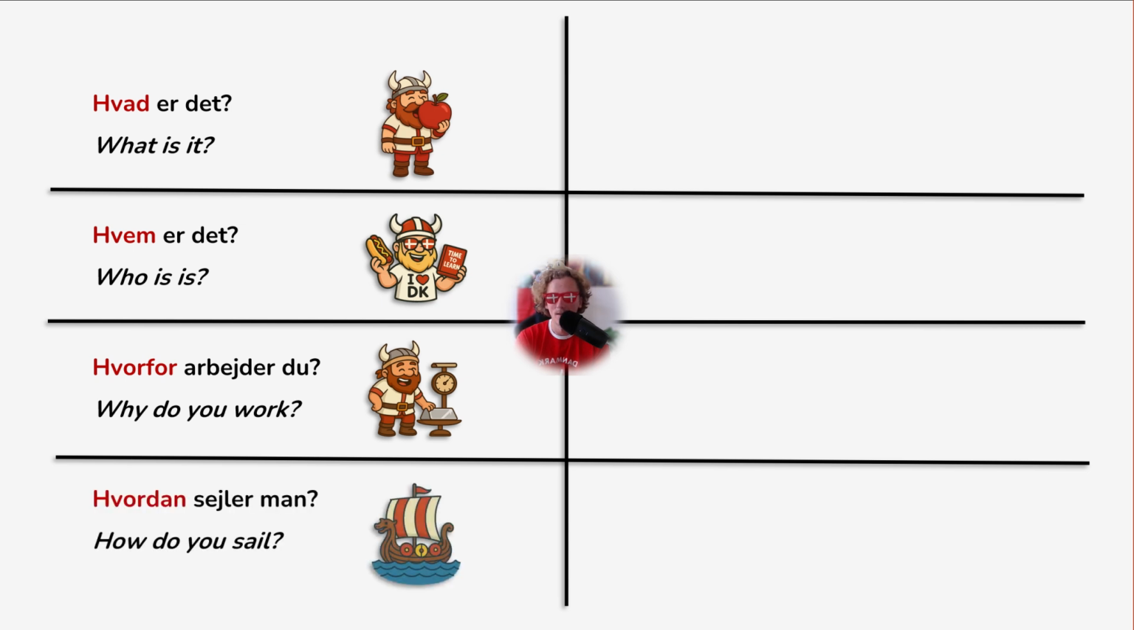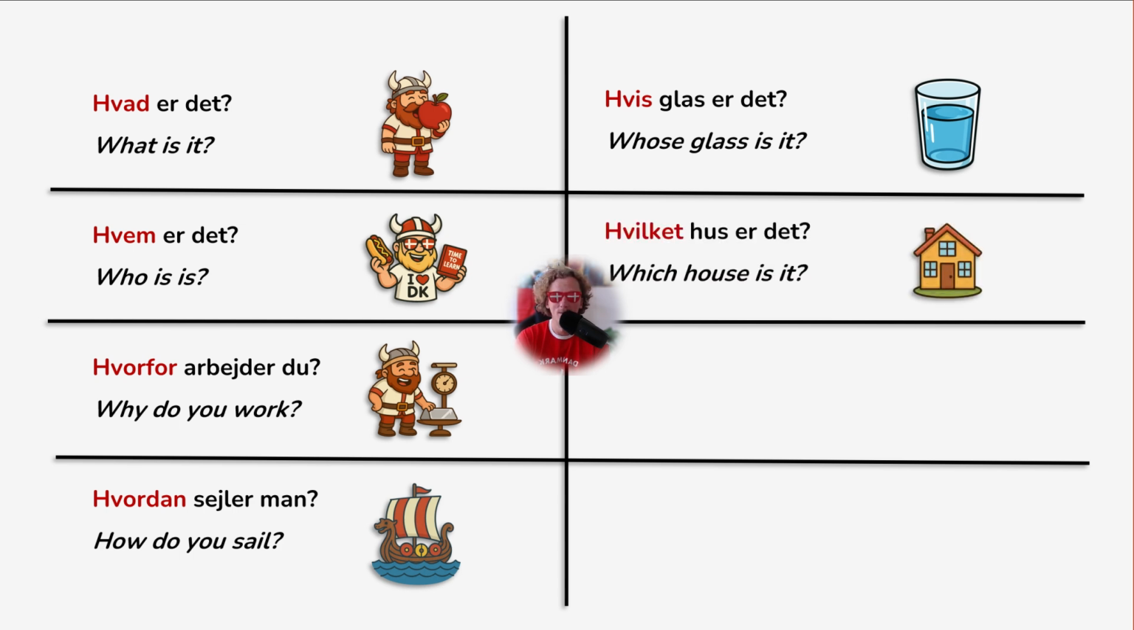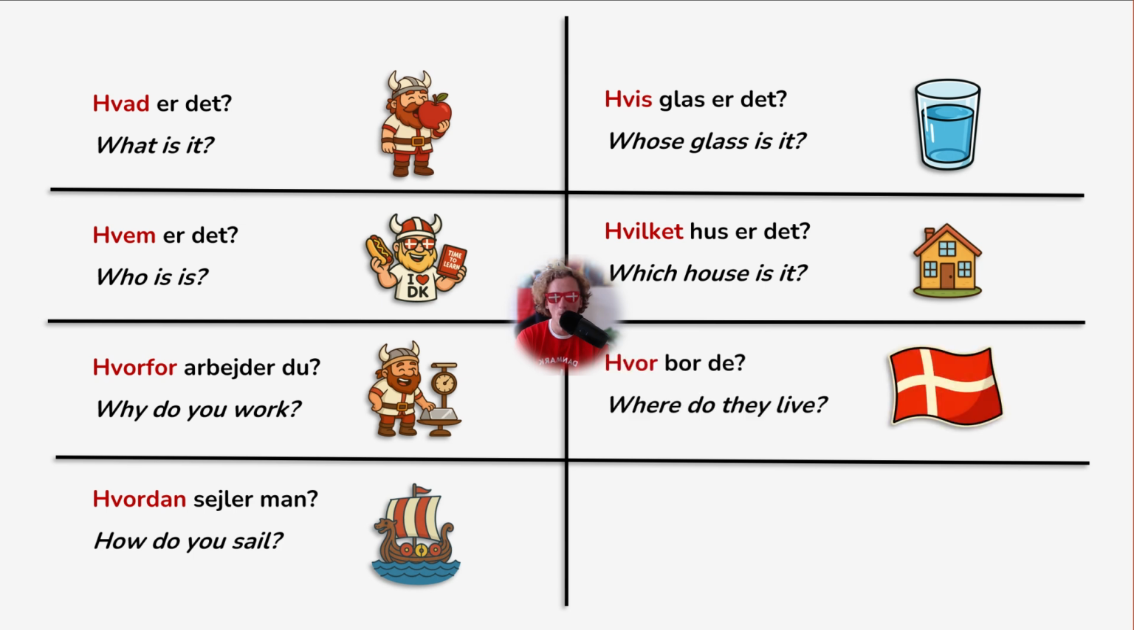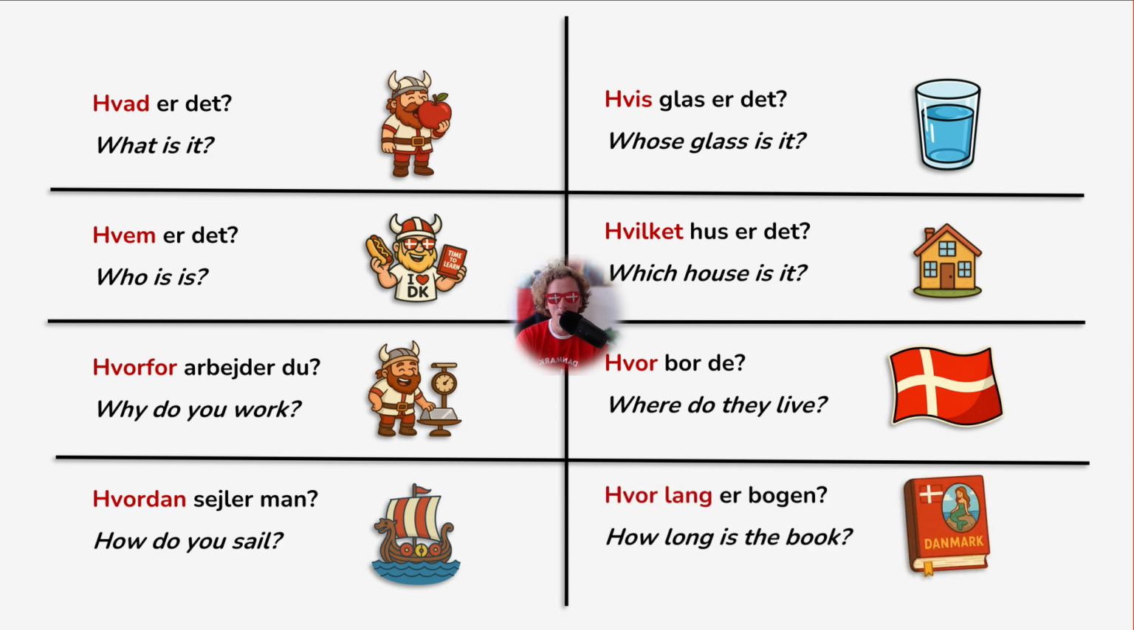Hvordan sejler man? How do you sail? Hvis glas er det? Whose glass is it? Hvilket hus er det? Look here how we write it with a T, because it's ET hus. Hvilket hus er det? Which house is it? Hvor bor de? Where do they live? Hvor lang er bogen? How long is the book?